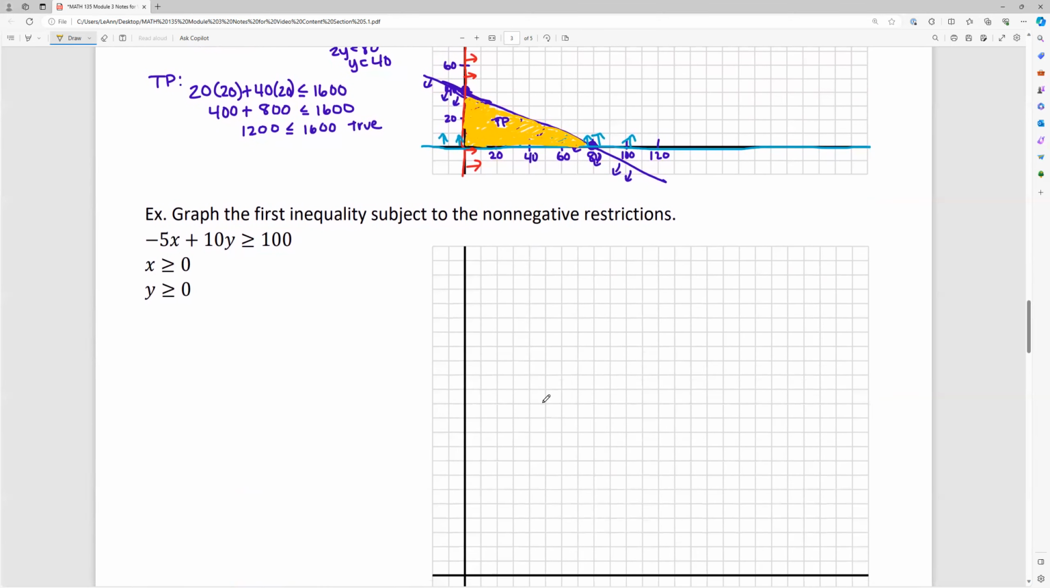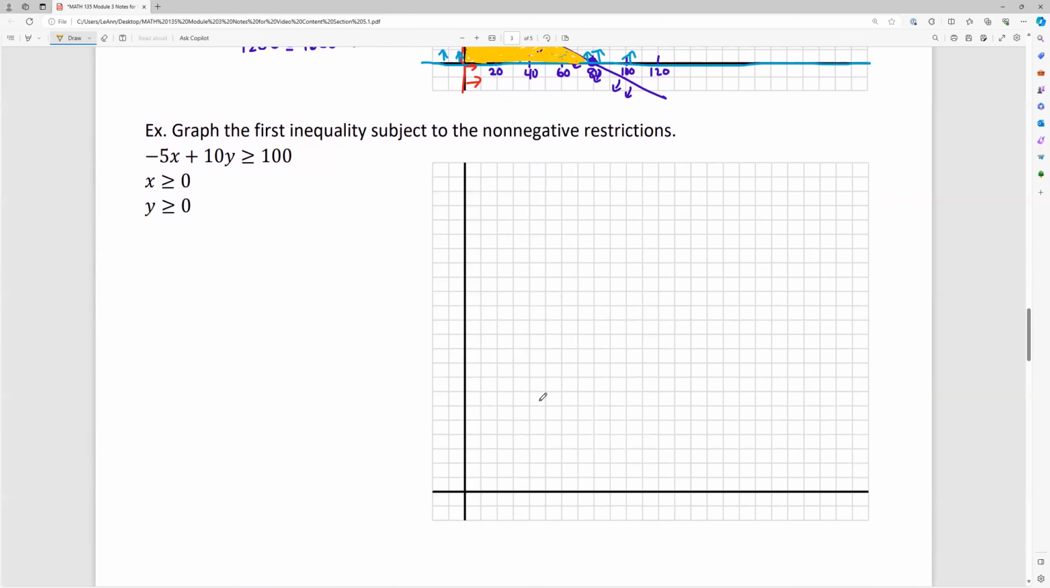All right, so let's do another one like this, and then we're going to look at some actual application problems where we have to come up with the inequality ourselves. So let's look at this one. It says, we're going to graph the first inequality, that's this one again, subject to these non-negative restrictions.